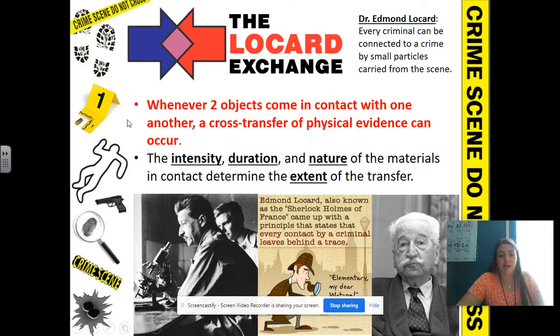So intensity means how aggressively they were touching. Duration is the time limit, so how long. If it was a really short period of time, we're probably not going to find as much evidence. And then the nature of the material. If it's a sticky or liquidy substance, a lot of times you can find more evidence, because that's easier to spread around than our skin cells, which are dry.